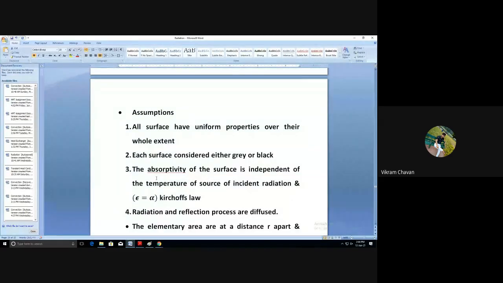Assumptions. Write down assumptions. First one: all surfaces have uniform properties over their whole extent.